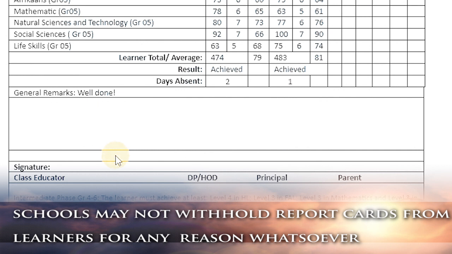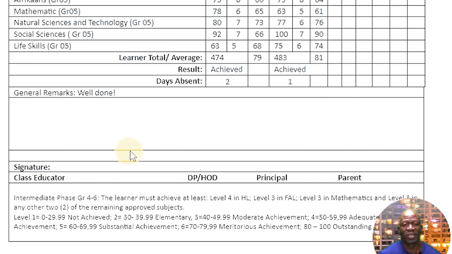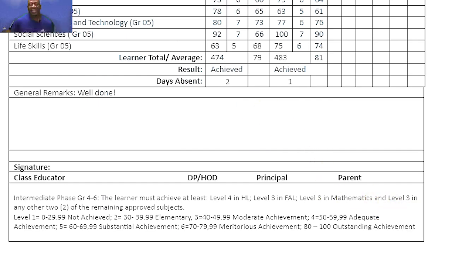So basically, that is what we had for you in terms of the information that must be in a report card, so that as and when we issue report cards, we make sure that they comply with policy in terms of the information that must be in a report card.